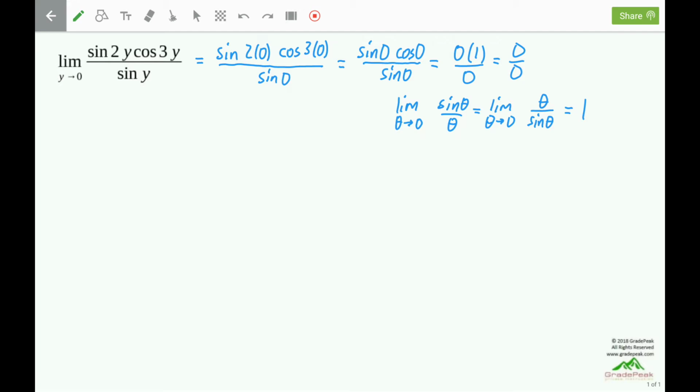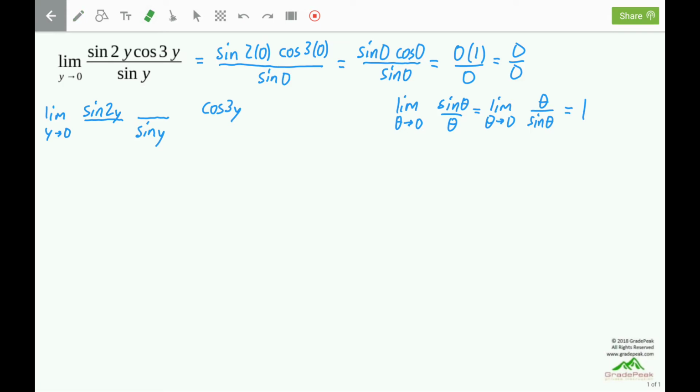We have a sine in both the numerator and denominator. We're going to isolate those, so I'm going to write this as sine of 2y over something, and then something over sine of y. You have to keep the sines in their correct positions, numerator and denominator. And then we also have a cosine of 3y that I'm going to put off to the side.